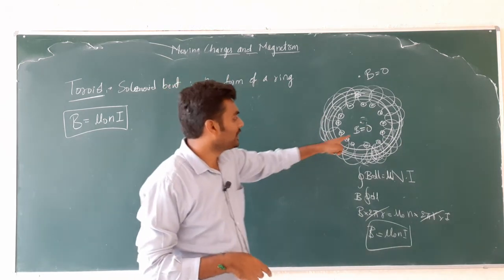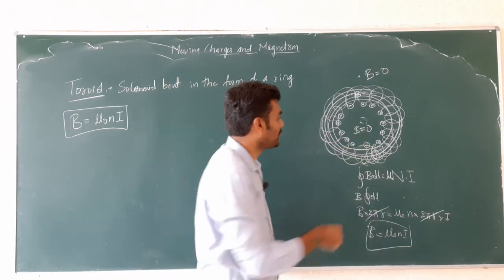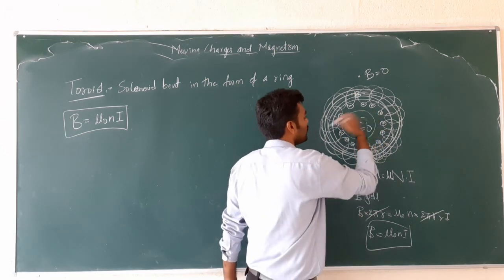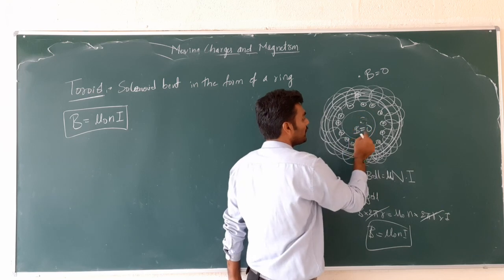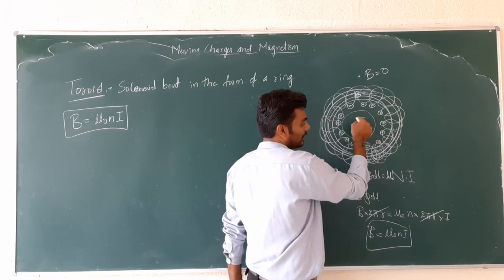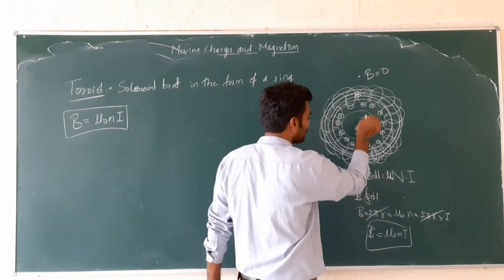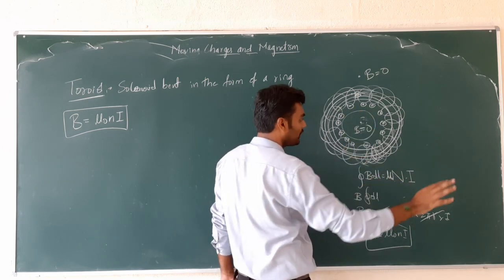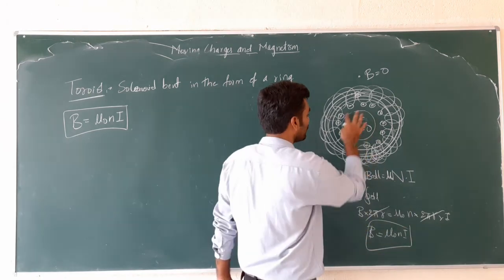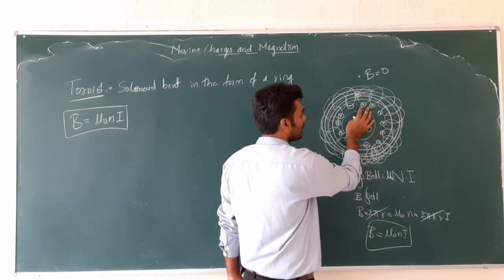This makes sense because if I take an Amperian loop in this region, this Amperian loop does not have any current, right? There is no current inside the Amperian loop considered here. So I is 0 and hence B must be 0. That is why B becomes 0 in the inside region.